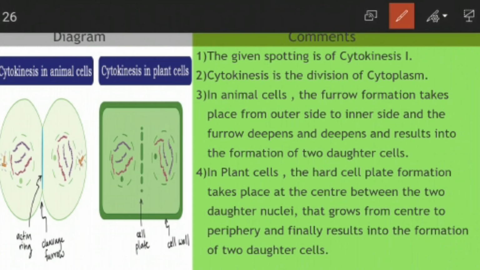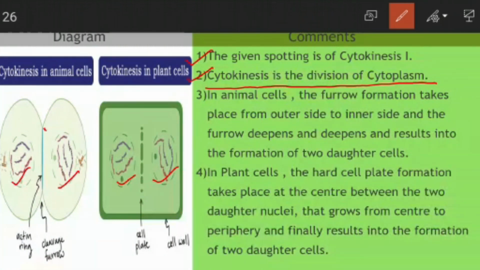Now see what happens if this type of diagram is in front of you. If you see that the two cells are getting separated from each other, it means it is cytokinesis. So your first point will be: the given spotting is of cytokinesis. If you identify this, you will get a half mark there. Now you should write what cytokinesis is. You can write cyto means cytoplasm and kinesis means division, so cytokinesis is nothing but division of cytoplasm.